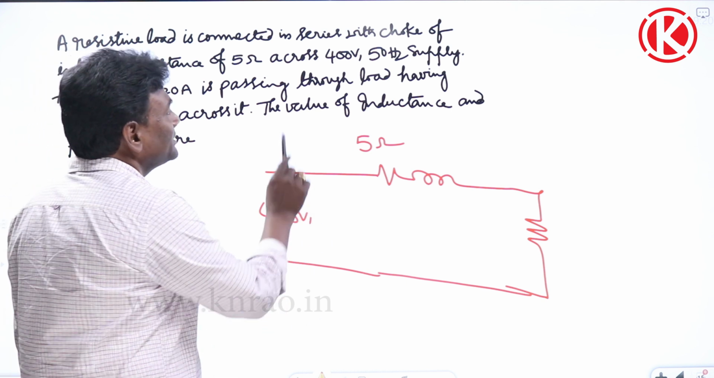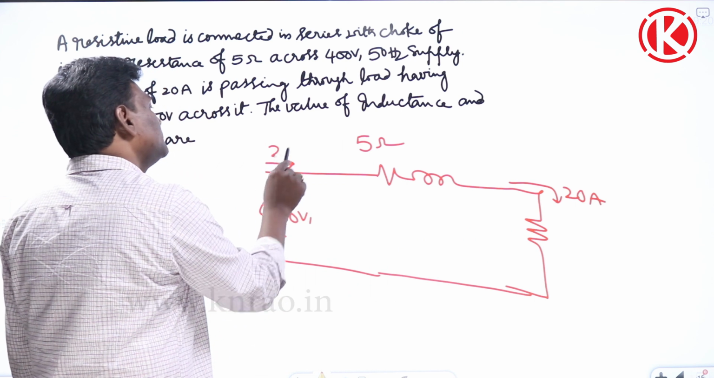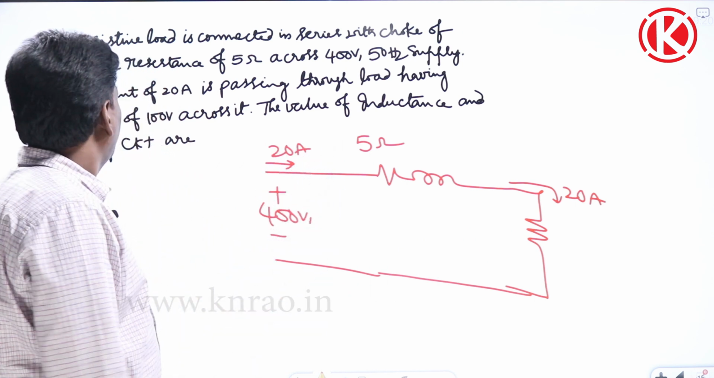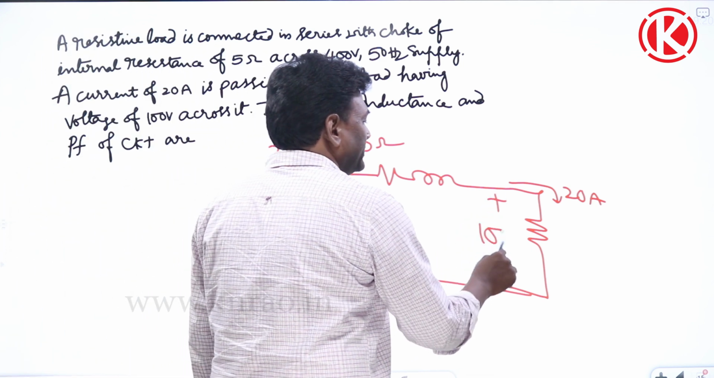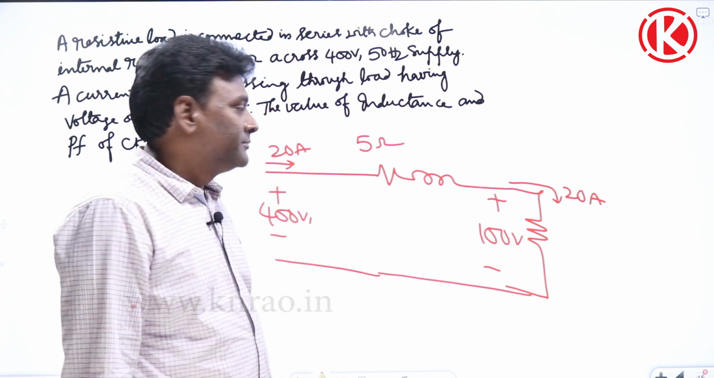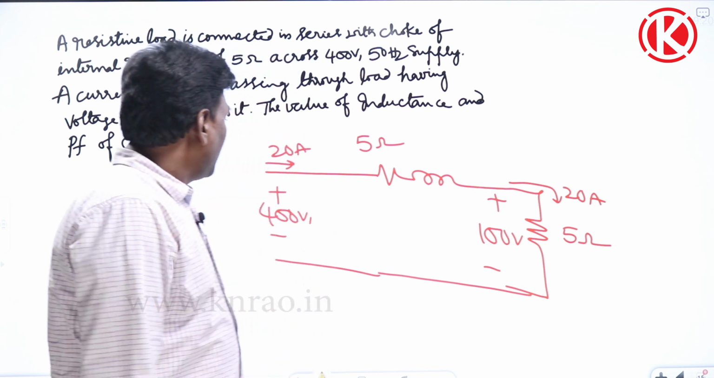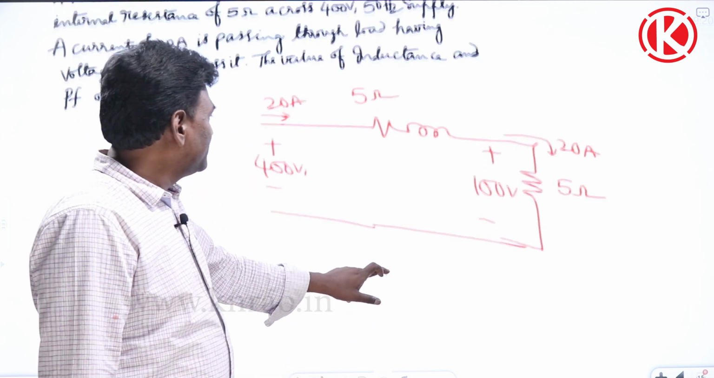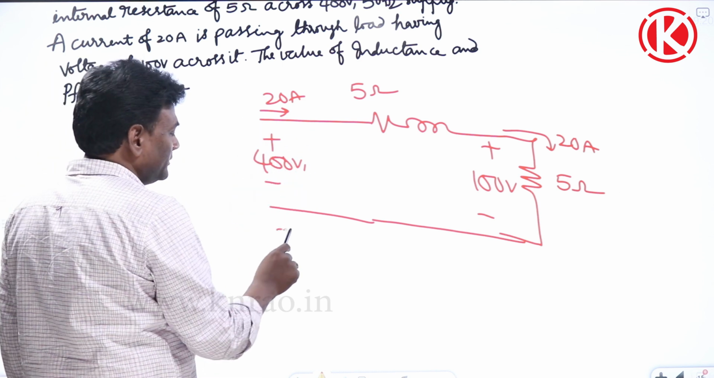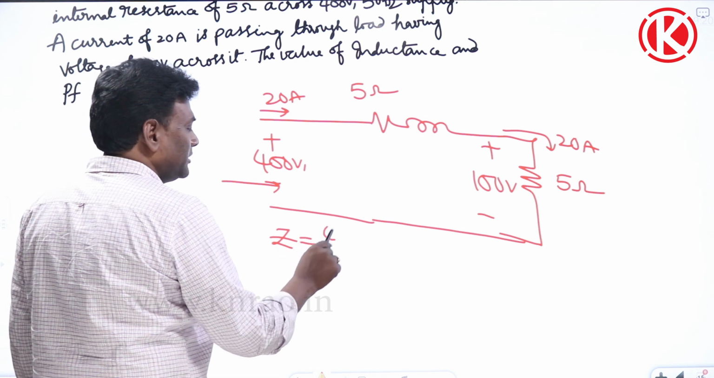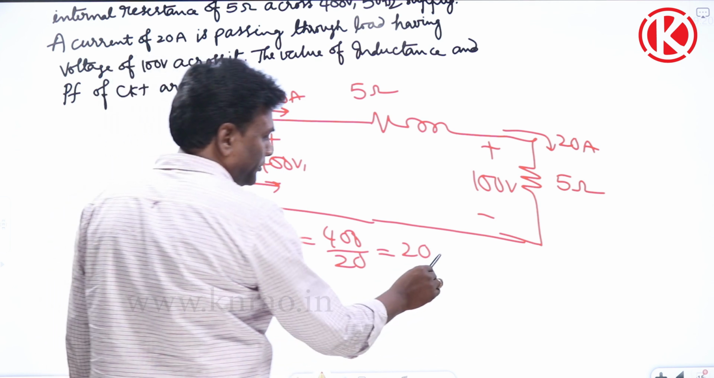The current of 20 amperes is passing through the load, meaning that 20 amperes will go through this. And the voltage across this is 100 volts, they have given. Simple. Now 100 divided by 20 is going to be 5 ohm. And how much is the impedance seen from here? The impedance value is directly going to be 400 by 20, which is 20 ohms.